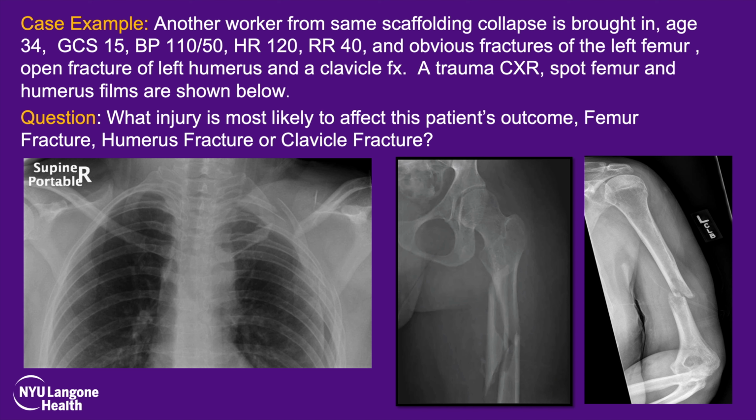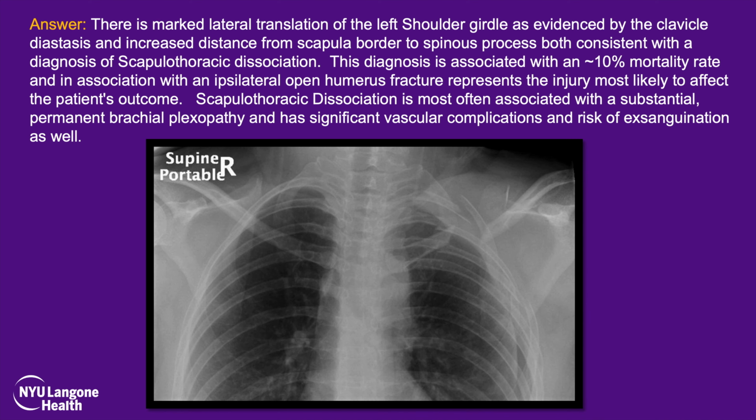This actually was adopted somewhat from a question on a trauma board's review question I got. And the answer is that it's probably the clavicle injury, because it's not just a clavicle injury. This is actually a scapulothoracic dissociation. And if you notice, the usually overlapped clavicle fracture is actually diastased here. And the line from the midline spinous process to the medial scapular border is markedly widened.